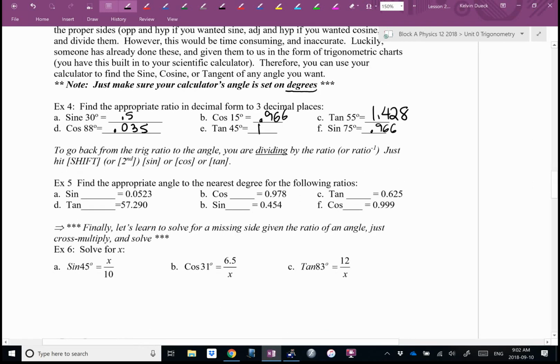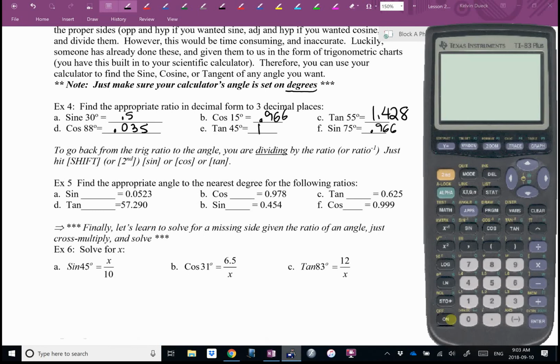So, supposing you know that the sine of an angle is 0.0523, what angle did it come from? I would figure that out by going second function sine, and on most of you, a little -1 will appear next to the trig function. That's the symbol for inverse or going backwards. And if I type in the decimal value, this will give me the angle back. You get 3 degrees. Is that right?